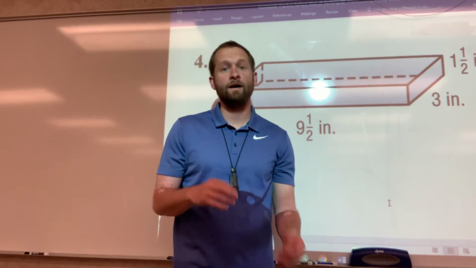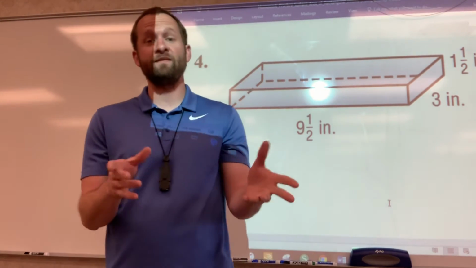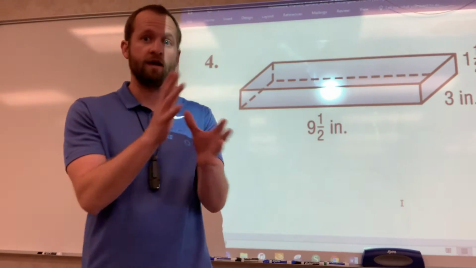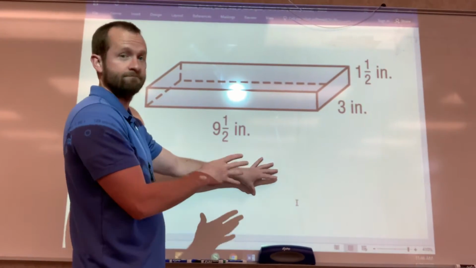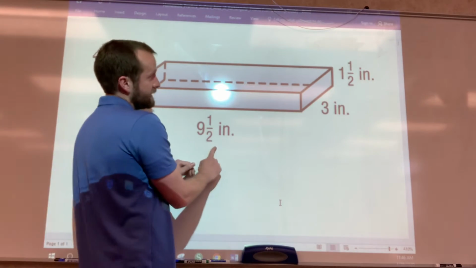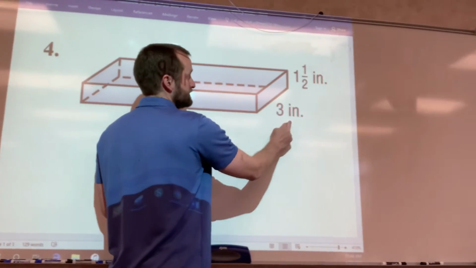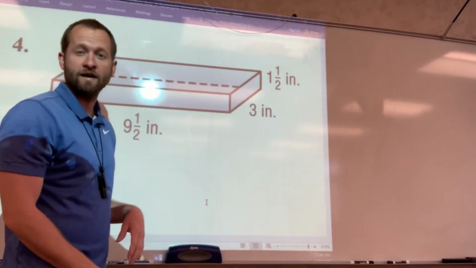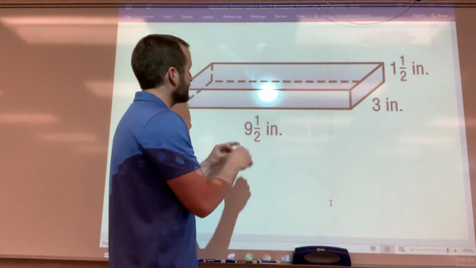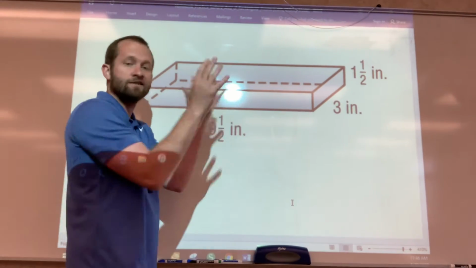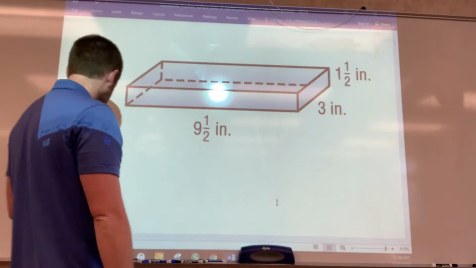Hello everybody. I've got another surface area problem I would like to practice with you right now. So if we look here, it's a rectangular prism, right? We've got a base of 9.5 inches, a width of 3 inches, and a height of 1.5 inches, right? Three-dimensional, so we're gonna find the surface area of it, which means we're just gonna find out how much surface is on the outside of this three-dimensional shape, okay?